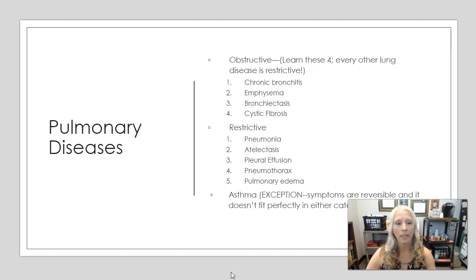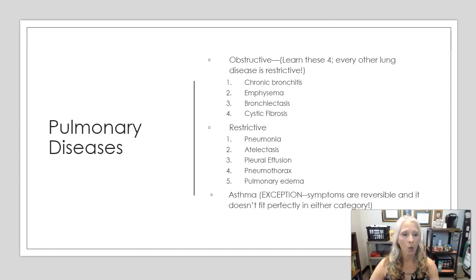Now, asthma is kind of a category to itself. It's an exception to the rule because it doesn't fit perfectly into either one of those categories. But asthma is one of those temporary conditions that is reversible. The symptoms are reversible. An asthma attack makes it very difficult to breathe, and it is kind of restrictive in that you have the constriction of those airways. But it doesn't fit perfectly into either category, so it's kind of all by itself.